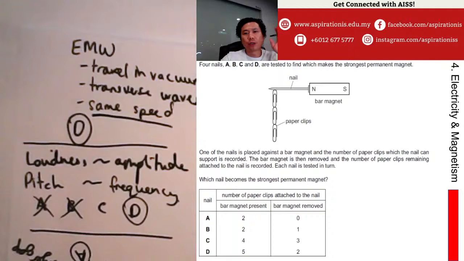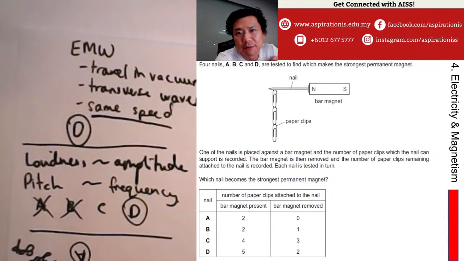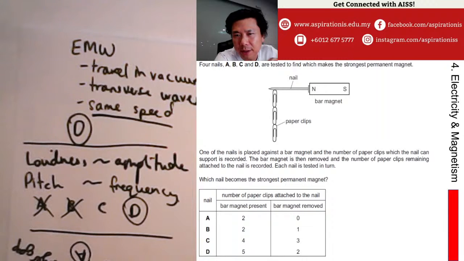Now we are moving on to the second last topic, which is electricity and magnetism. This is a very tricky question. Very tricky. Can you read and key in your answer?